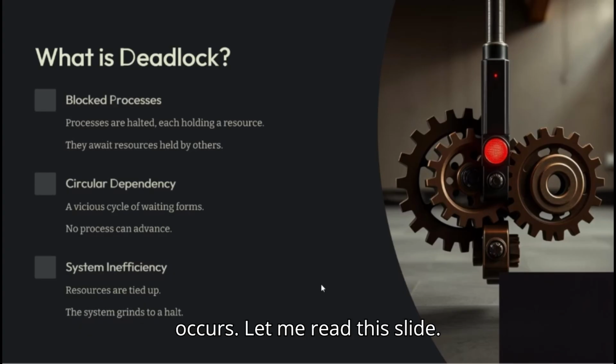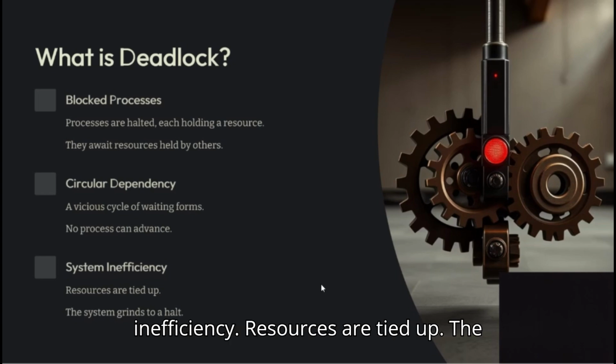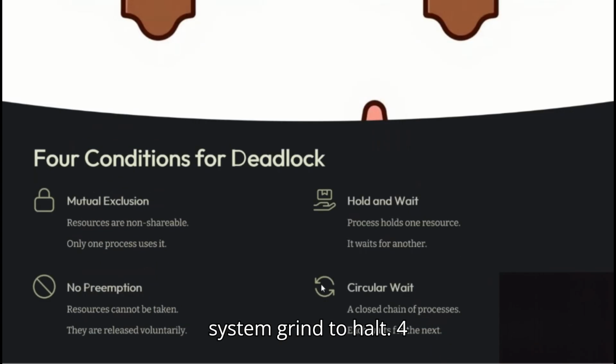Let me read this slide. Processes are halted, each holding a resource. They wait for resources held by others. Circular dependency: a vicious cycle of waiting forms. No process can advance, and there is system inefficiency. Resources are tied up. The system grinds to a halt.